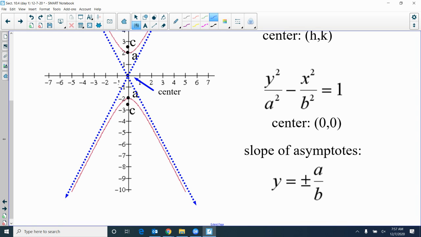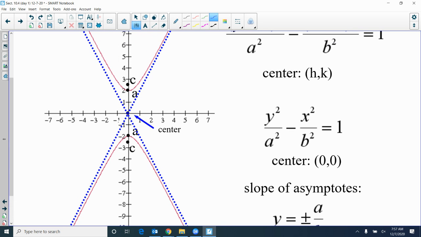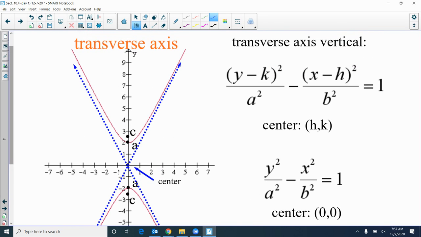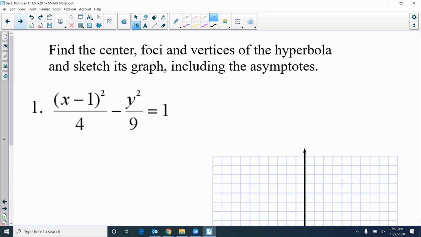Okay. And so this one will open up and down. Here are your asymptotes, they go through the center. Okay, there's your c value, there's your a value. So that's with the transverse axis, which goes through the vertices and the foci, being vertical. It's going to open up and down. Okay. All right, let's just go through and take a look at everything here.